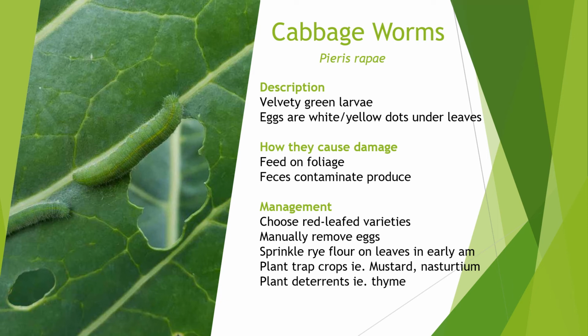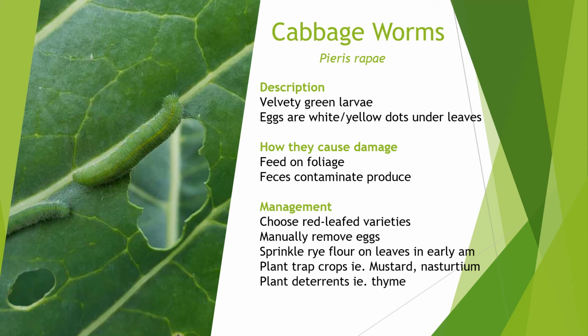So there are a few ways to combat these guys. One is that studies show that red-leafed varieties are less likely to have these worms because of the lack of camouflage. So the worms are green, they want to be on green plants so that predators don't see them. So you can plant red-leafed varieties, and that might reduce your cabbage worms.